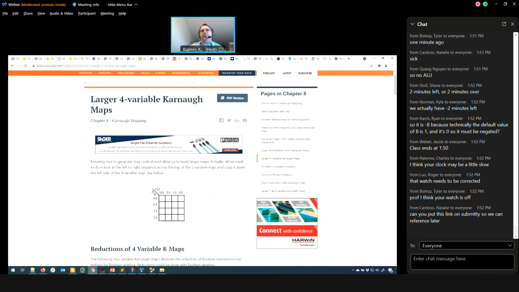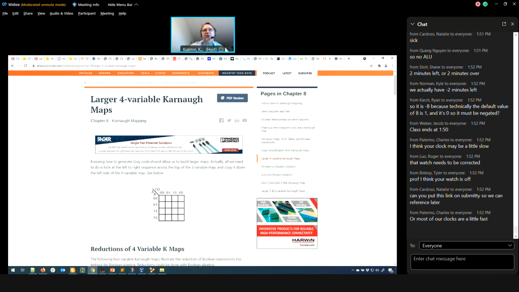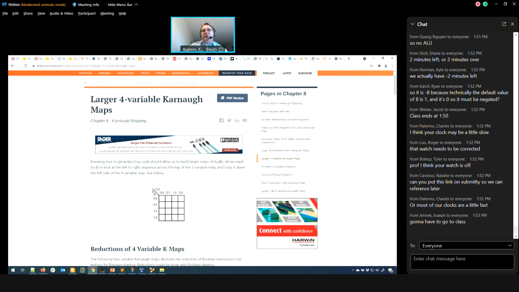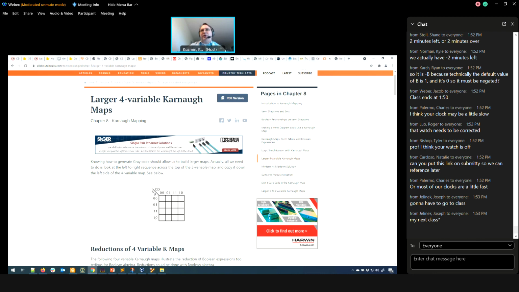So you see that we basically took our 3 variable map and reflected it towards the bottom. That's why you see this 0, 1 became 1 and 0, because we reflected. Since we added a variable, we took it as 0 in the original half that we already had, and then we took it as 1 for this mirror reflection that we just did. Okay, and you can do that for 5 as well.